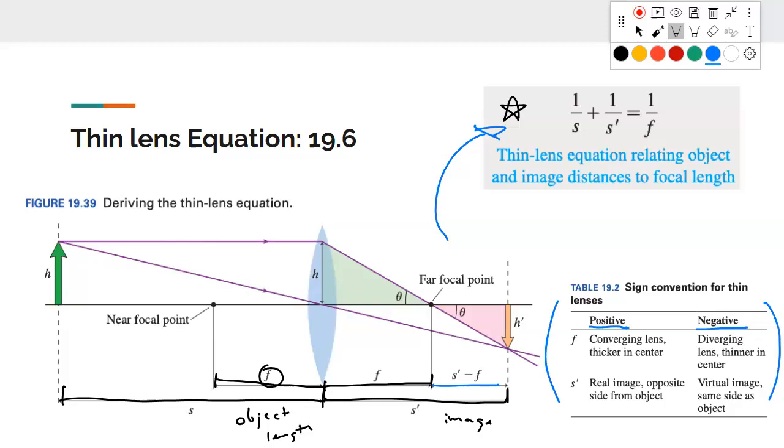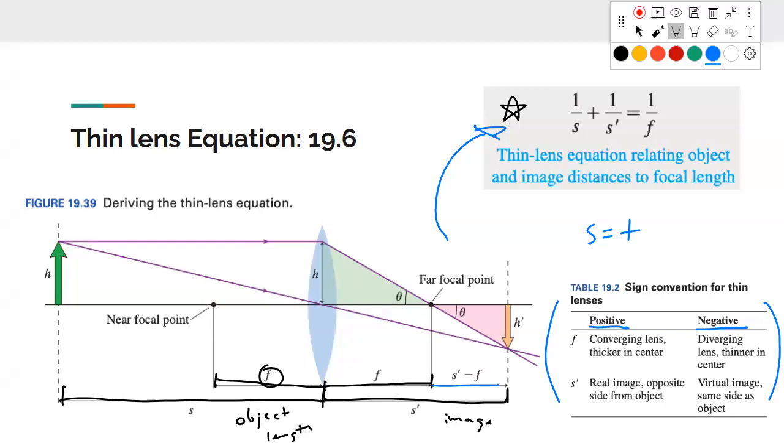For any object we draw in ray diagrams, we just always want to draw it on the left. And so the object length, if you just have one lens, will always be positive. If you have two lenses, then the first lens can cause the object length of the second lens to be negative. And we'll talk about that. That's the main thing I want to get to in chapter 20 tomorrow.